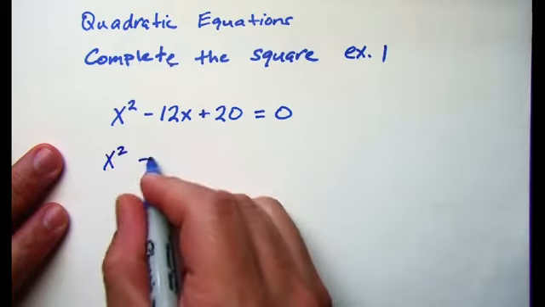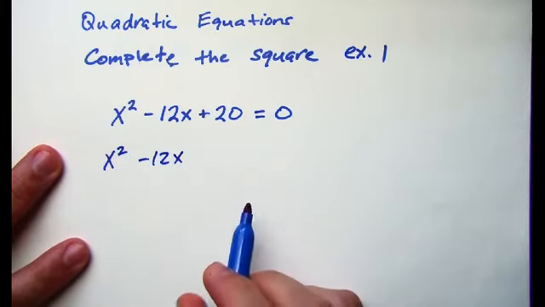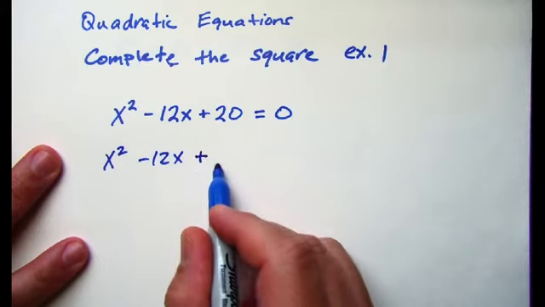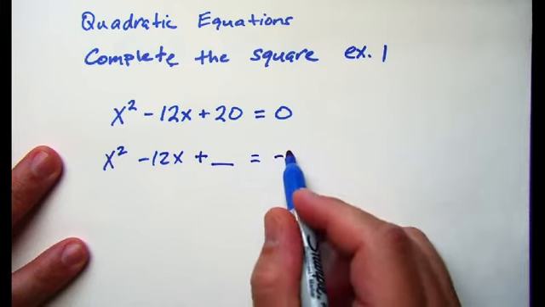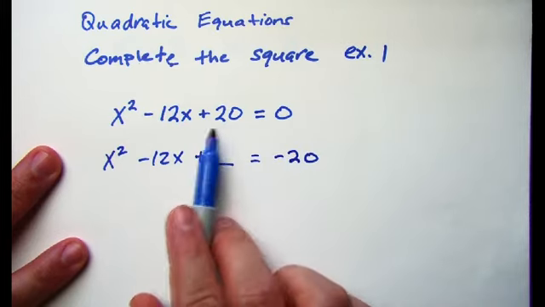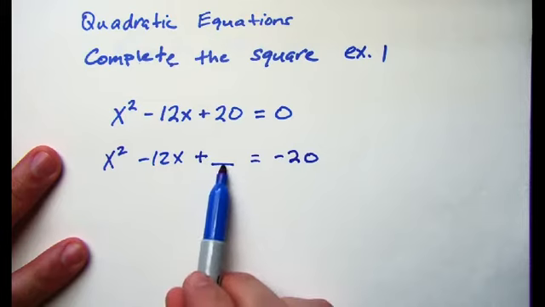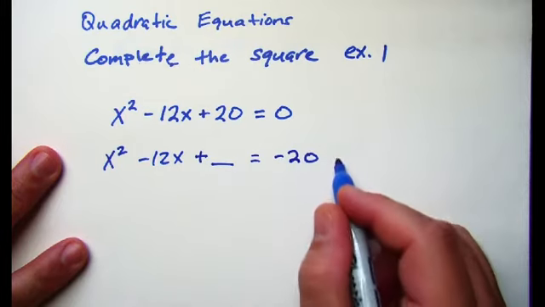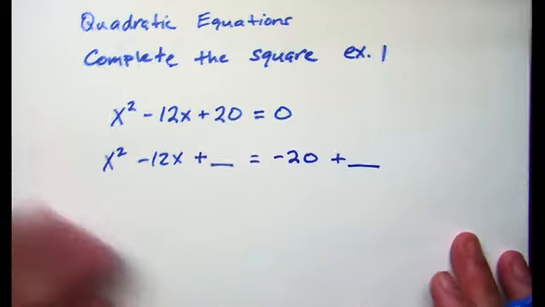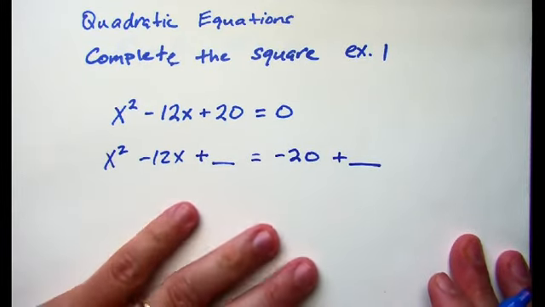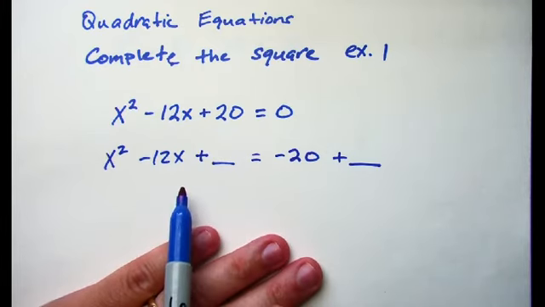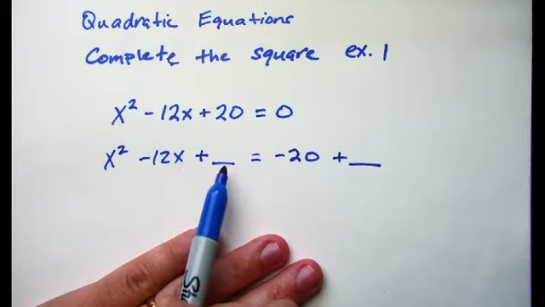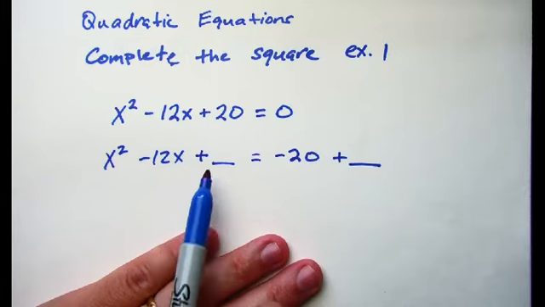So we'll get x squared minus 12x, and we're always going to add some other value. Of course, this goes to the other side as negative 20. In other words, we're subtracting 20 from both sides. And whatever mystery value we have on this side, we're also going to add to the other side. This step is called completing the square, and it's always add, never subtract. We're going to add something that will make this factor to a perfect square trinomial.